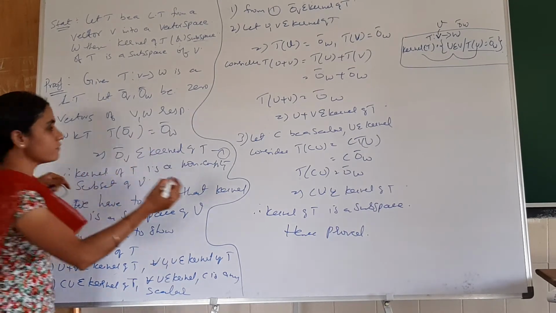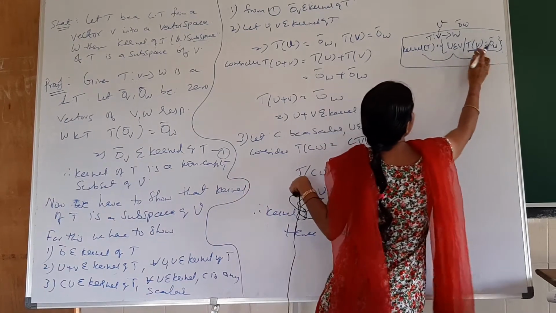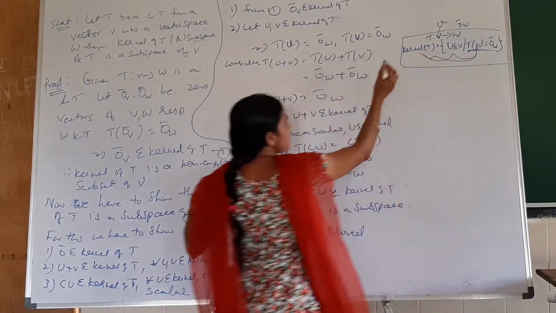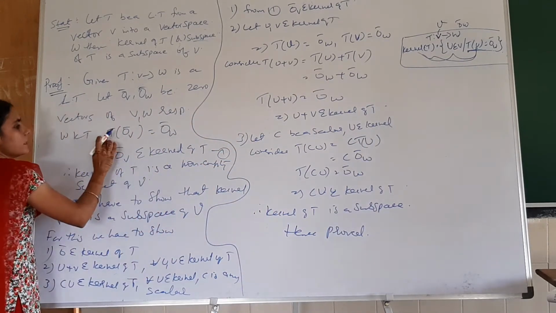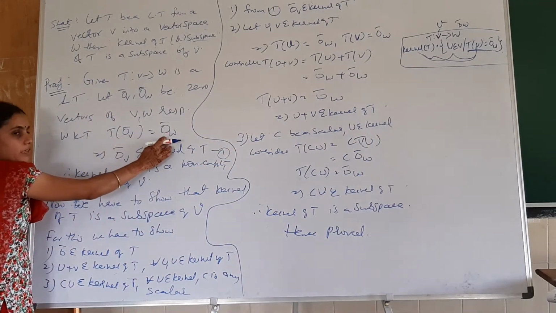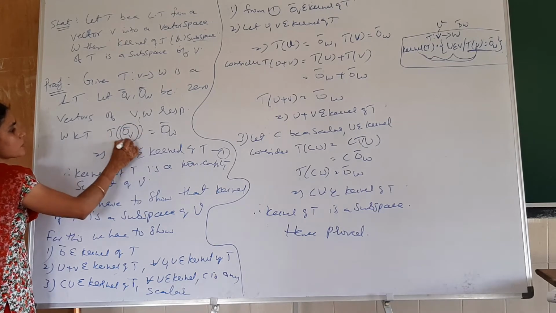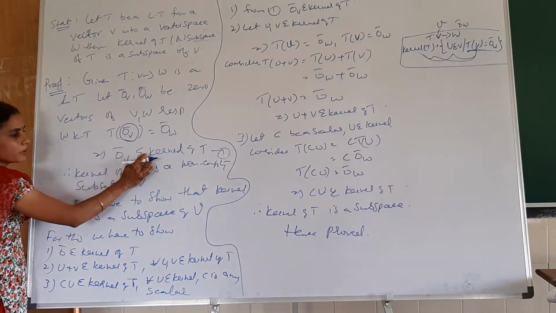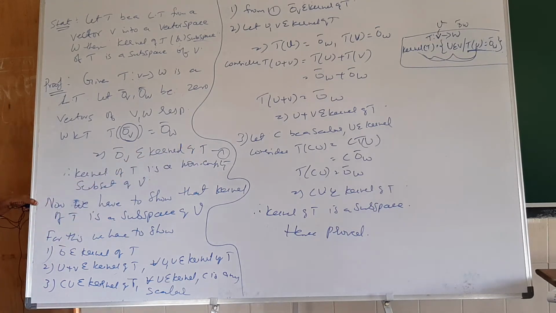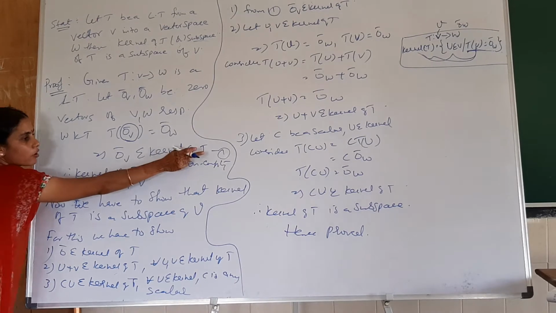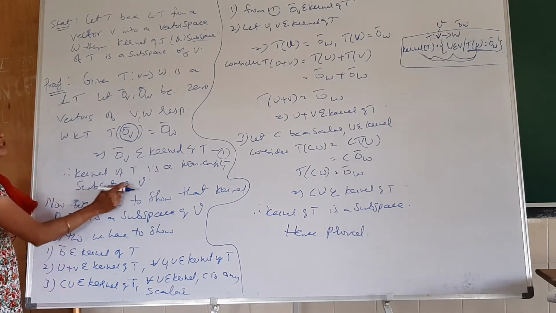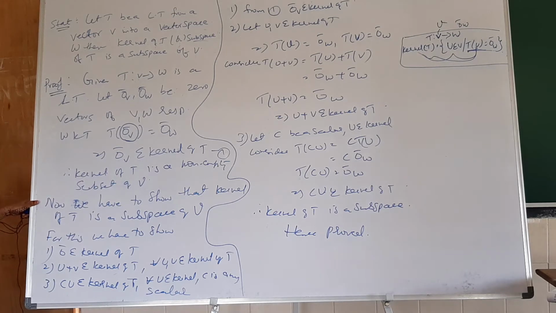This is the condition satisfied with kernel of T. If T of some element goes into 0 vector in W, then that element is present in kernel T. Then T of 0 vector in V is equal to 0 vector in W, so this element goes into kernel of T by the definition of kernel. By the definition of kernel, this 0 vector in V belongs to kernel of T. Then I can say that one element is present in kernel of T. That's why we say that therefore kernel of T is a non-empty subset of V. That means it is containing some element.